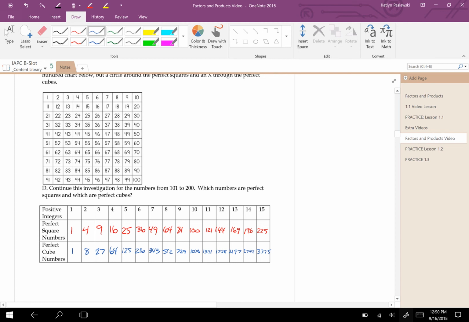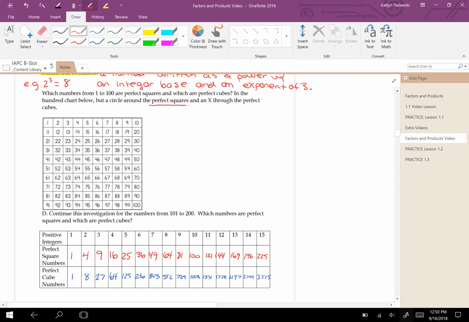Now when we look back at our hundreds chart, we can cross-reference with the table to determine the perfect squares from 0 to 100. So I'm going to circle them. So we have 1, 4, 9, 16, 25, 36, 49, 64, 81, and 100. And I'm going to put an X through the perfect cubes in blue, cross-referencing with the table: 1, 8, 27, 64 are perfect cubes from 1 to 100.